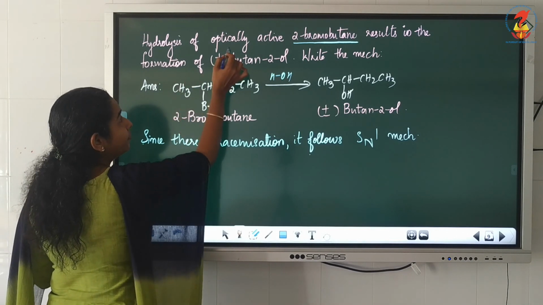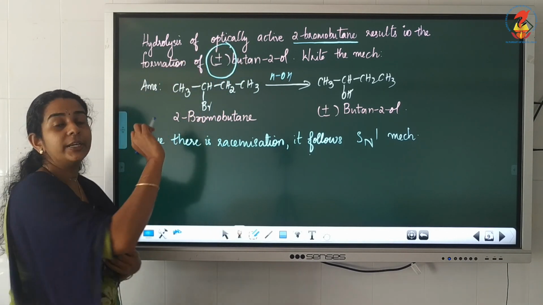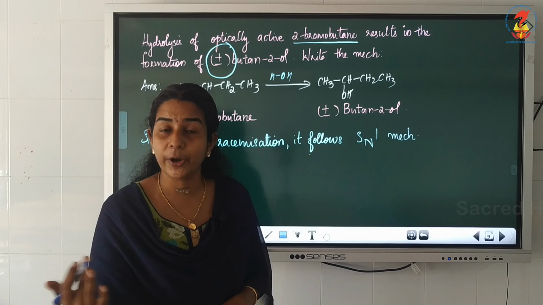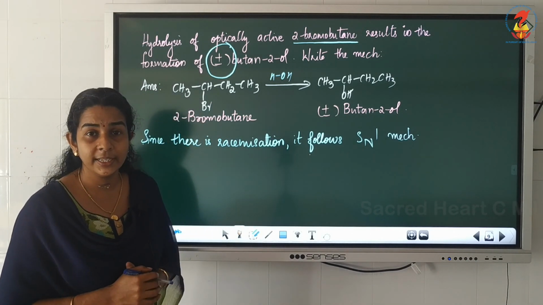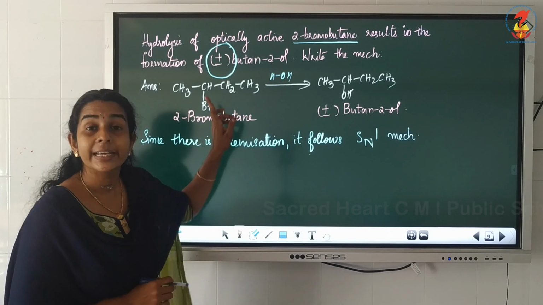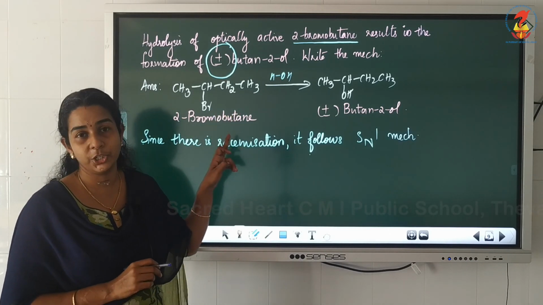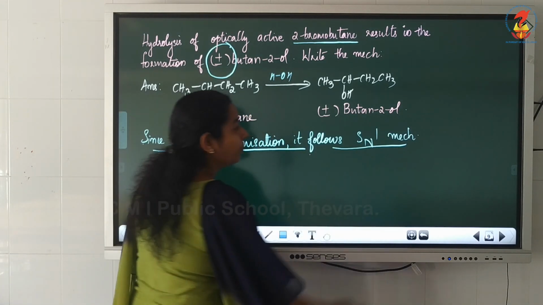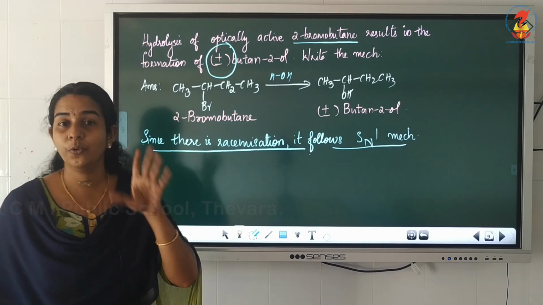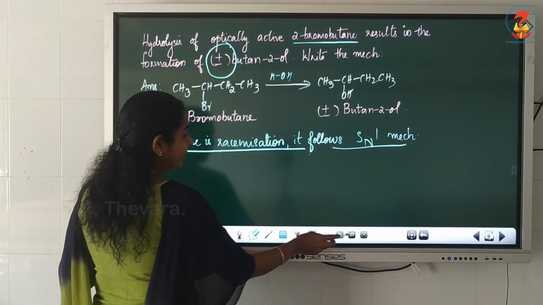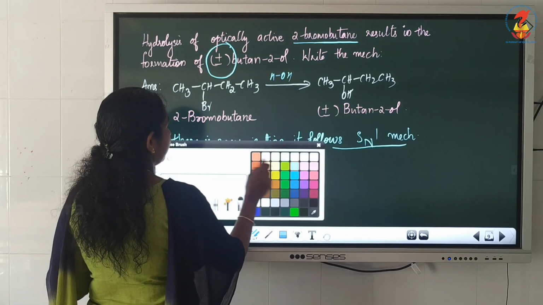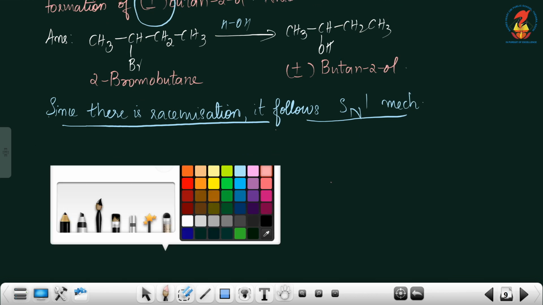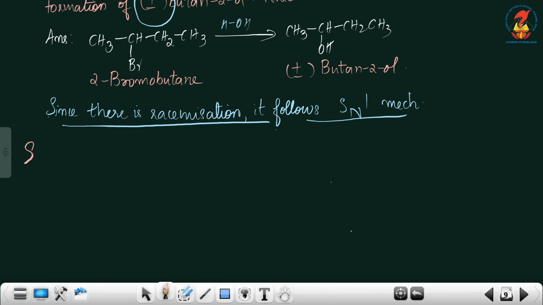And it results in the formation of plus or minus butan-2-ol. So after the reaction, what is the stereochemistry of the product we are getting? Plus or minus. Plus or minus is the indication of what? Racemization or a racemic mixture. So since there is racemization, it follows which mechanism? SN1. Okay, so we need to write the SN1 mechanism of this reaction.